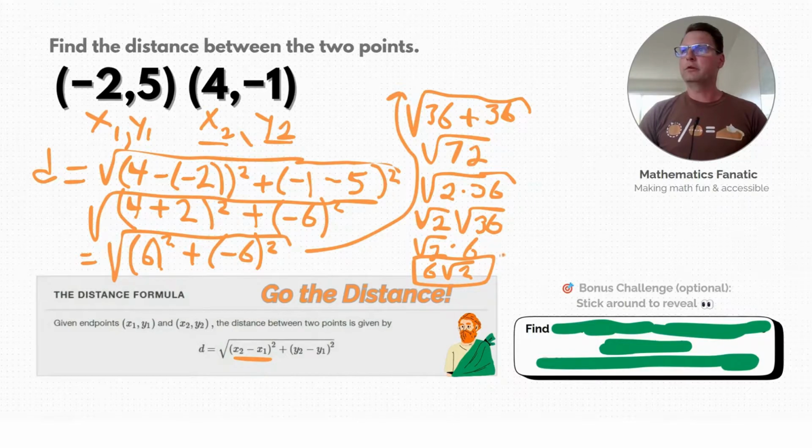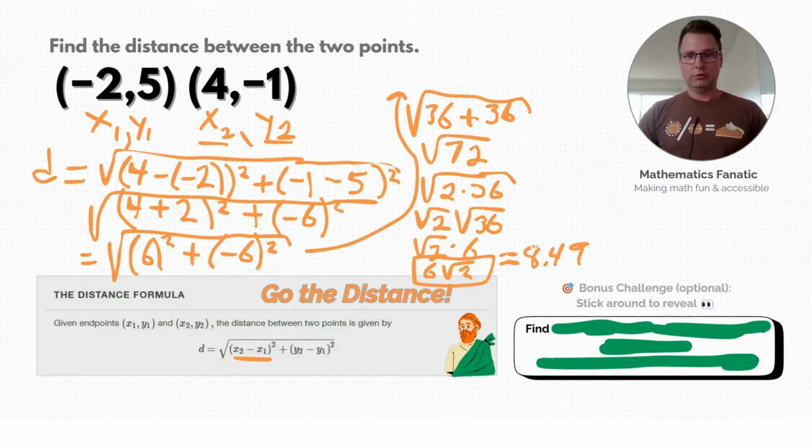But if you put this into your calculator, it's going to be an approximate answer, which is going to be 8.49. So we rounded up here. There's going to be a bunch more decimal places because square root of 2 is irrational. But an approximation, a close enough guess, is 8.49.